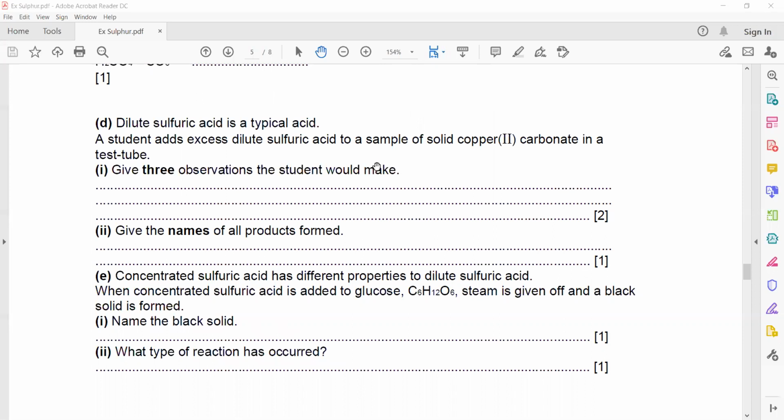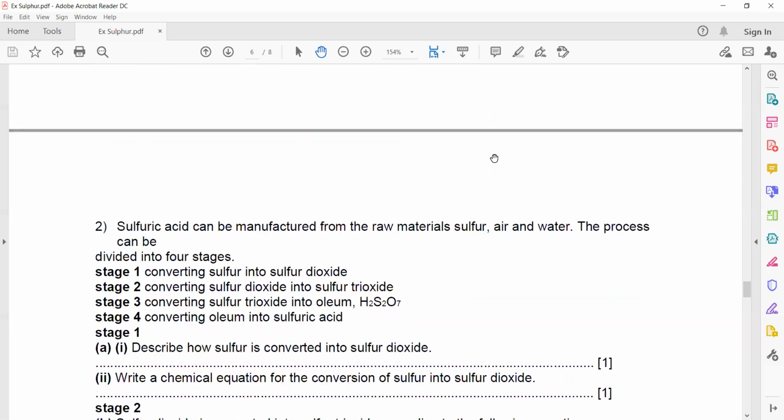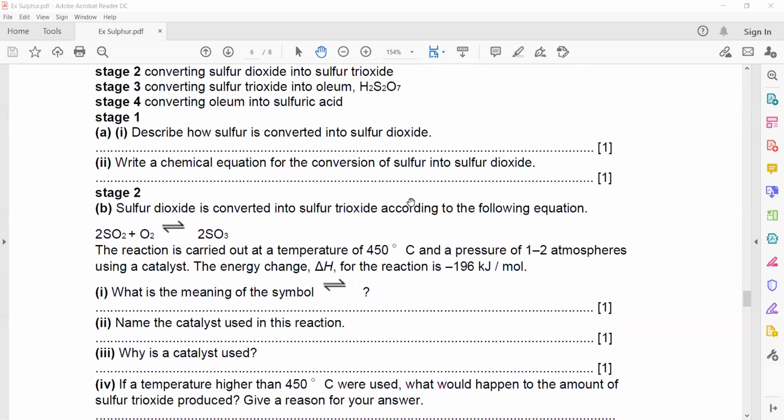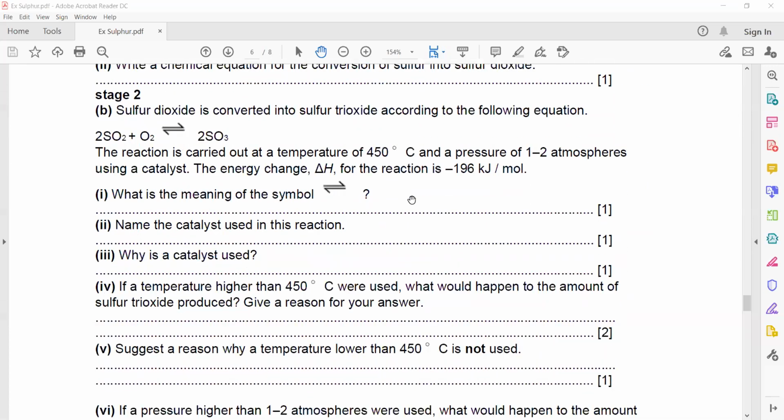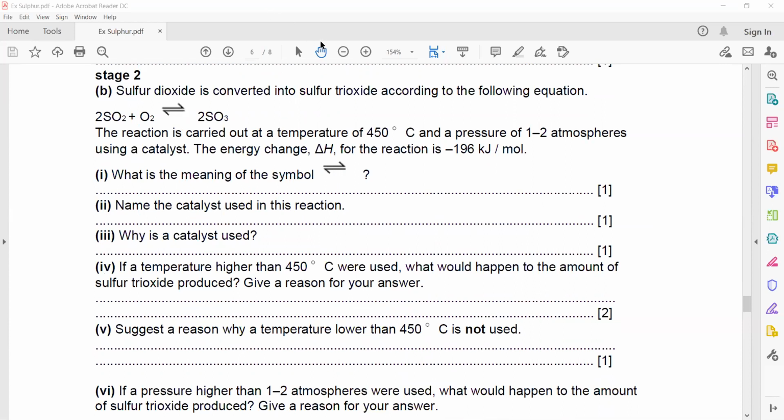Then question 2B. In question 2B, sulfur dioxide is converted into sulfur trioxide according to the following equation. I will discuss this whole part. First, what is meant by this symbol? What is the meaning of this symbol?